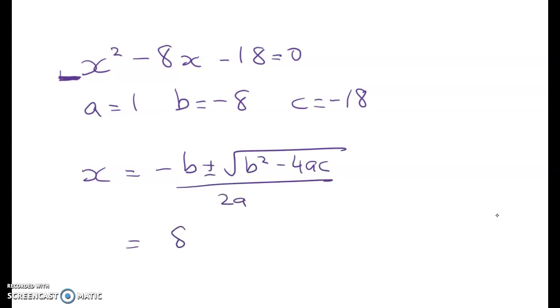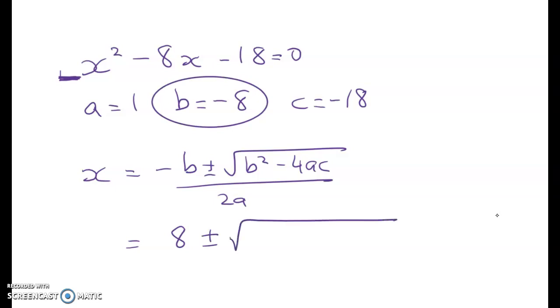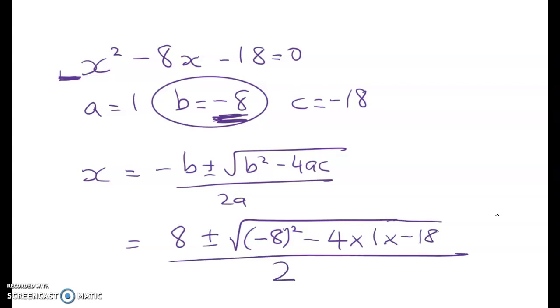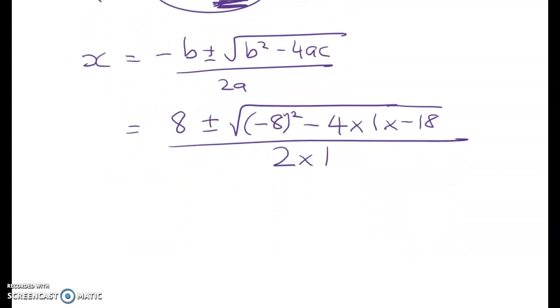So negative 8 gives me just positive 8. Right, so there's b, and I want the negative of that. So 8 plus or minus the square root of this squared. Be really careful here. Negative 8 squared is positive 64. So write it out in full the first couple of times you do it. So minus 4 times a, which is 1, times negative 18. And that's divided by 2 times 1.